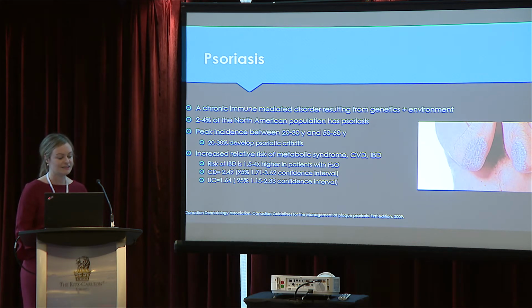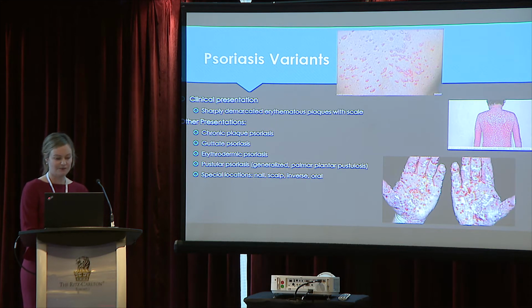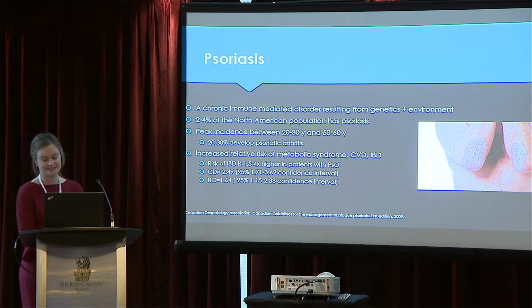So we know that there is an increased relative risk in patients who have psoriasis of these other immune-mediated diseases, including IBD. In fact, the risk of IBD is 1.5 to 4 times higher in patients who have psoriasis. Specifically, with Crohn's disease patients, there is a 2.49, or about 2.5, increased relative risk, and with ulcerative colitis, a 1.64 increased risk. You may all recognize that photo there on the extensor elbows. That's chronic plaque psoriasis.